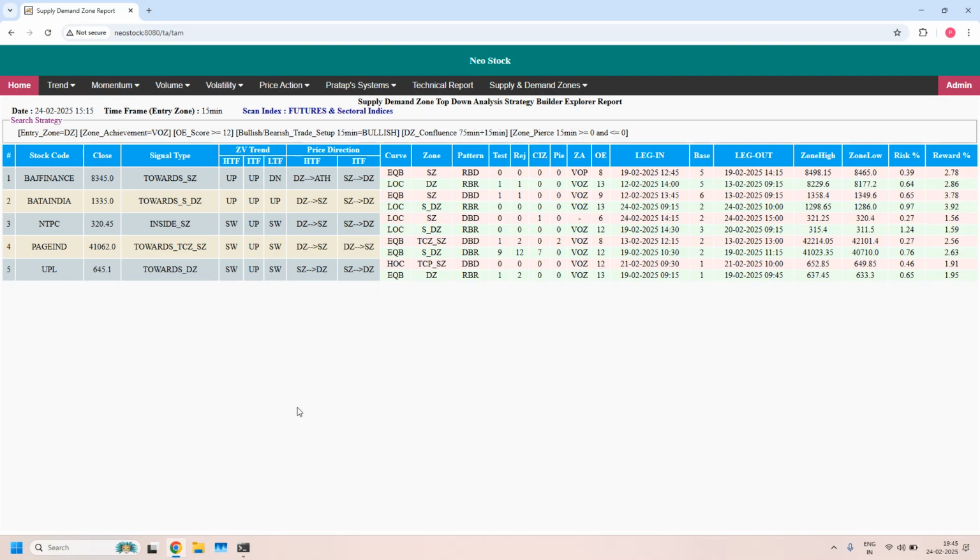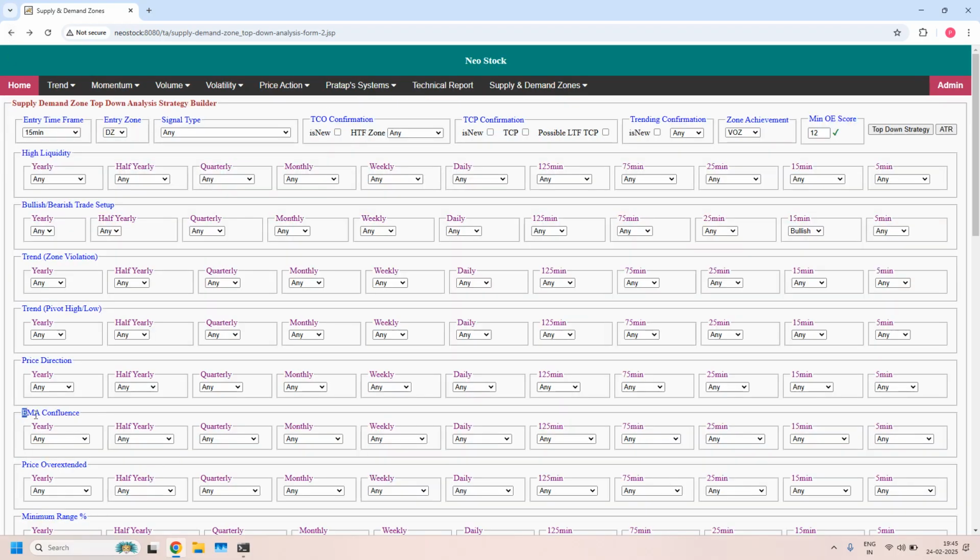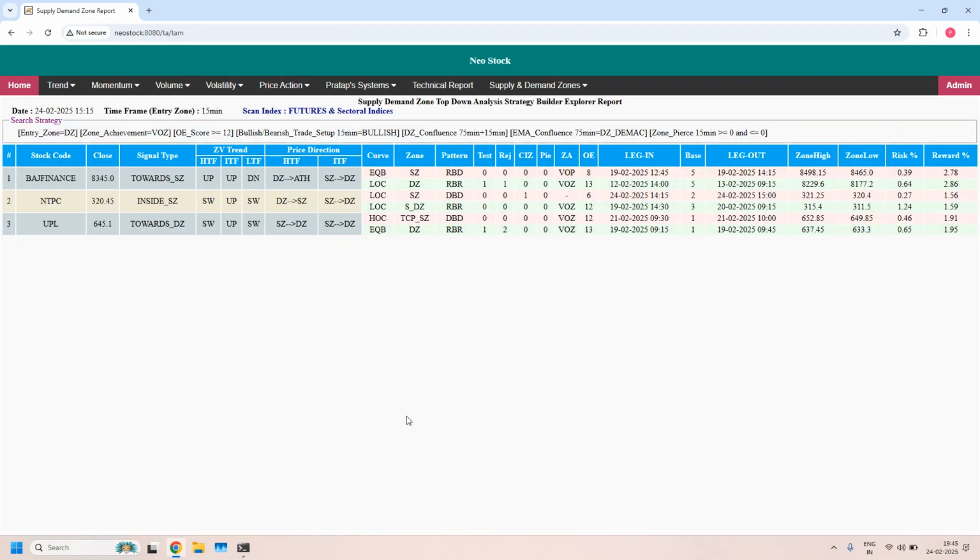If the 75 minutes demand zone has daily EMA confluence, then those stocks could be even more high probability trade setup supported stocks. Let's verify. At the 75 minutes time frame, I am setting the filter: 75 minutes demand zone having daily EMA confluence or not. With these filters, out of 5 we got 3 stocks. In these 3 stocks, the 75 minutes demand zones are overlapped with these 15 minutes demand zones, and that 75 minute zone also has daily EMA confluence.